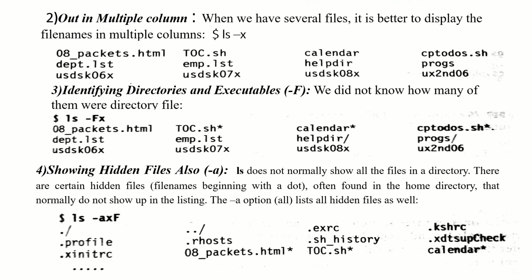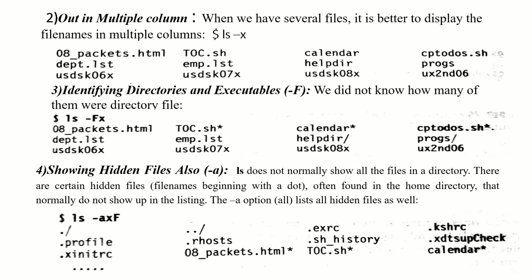When we have several files, it is better to display the file names in multiple columns. Modern versions of ls do that by default, but if it does not, as happens in an older version of the system, we use the -x option to produce multiple column output. And then the next one is identifying directories and executables with ls -F.